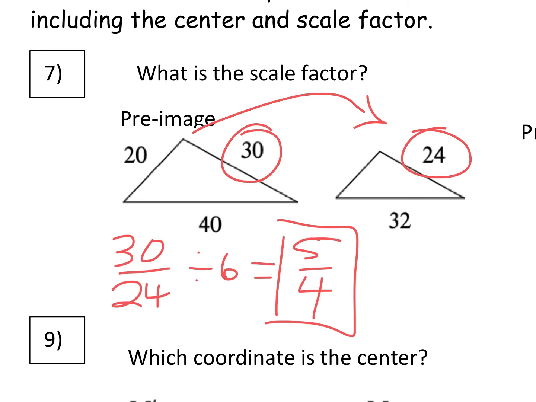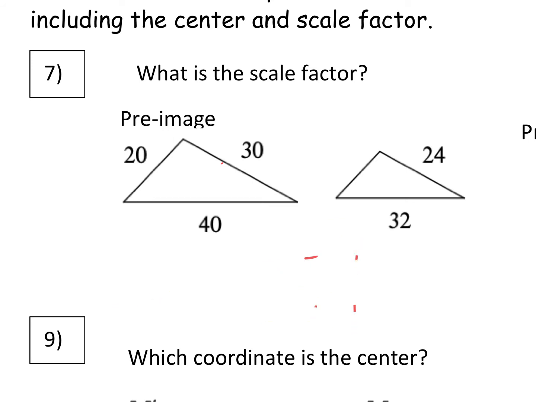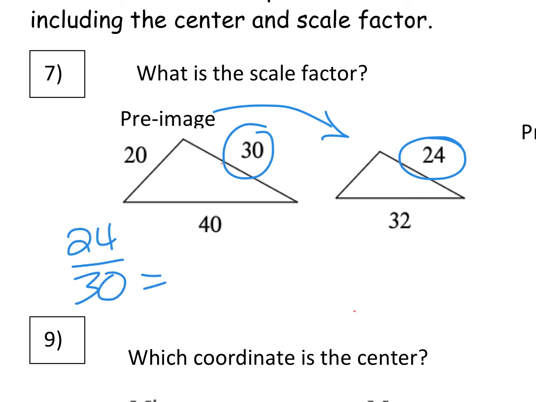So what you've done is you've gotten the right digits. You just have them in the wrong order. So it's not 5 over 4. It should be 4 over 5. So the strategy of using division and keeping that scale factor as a fraction is a good one, but make sure that if it's clearly going smaller, if it's being shrunk, your smaller number needs to be on the top. So 24 divided by 30, not the other way around. So in this case, our scale factor would be 4 over 5. Okay, questions about number 7?